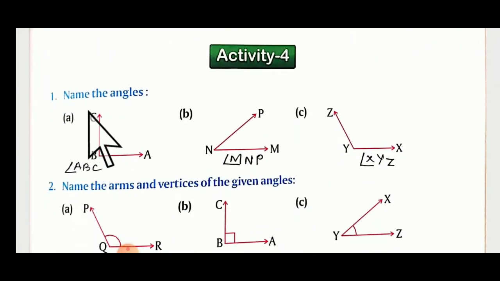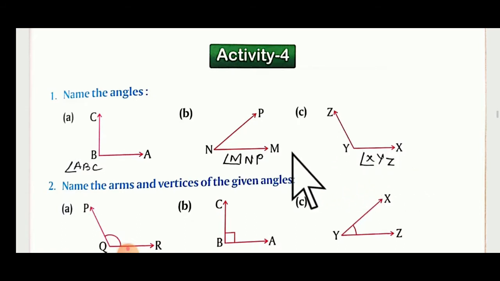Activity 4. Name the angle. See how it is drawn. Two rays are there and you have to just name the angle. Angle ABC. Then B, angle MNP. See, like an L you have to draw. It shows that it is angle XYZ.